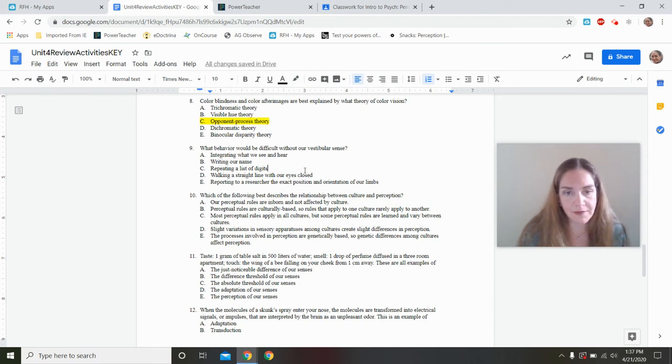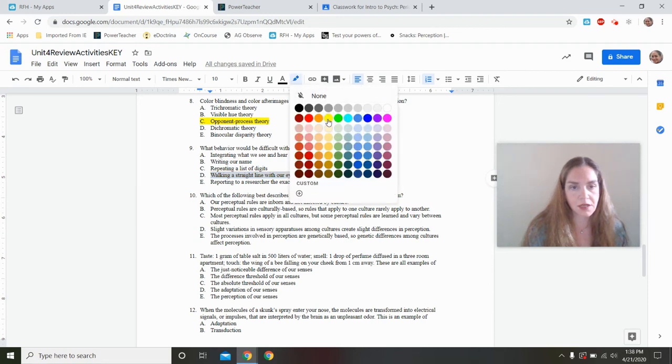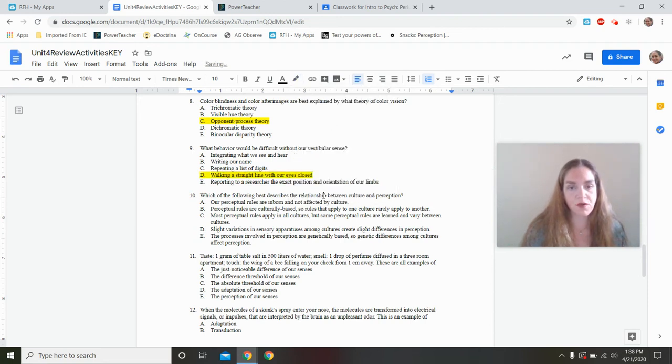What behavior will be difficult without our vestibular sense? Integrating what we see in here, writing our name, repeating a list of digits, walking a straight line with our eyes closed, or reporting to a researcher the exact position and orientation of our limbs. The answer here is D. Why is it not E? Why is it not reporting to a researcher the exact position and orientation of our limbs?